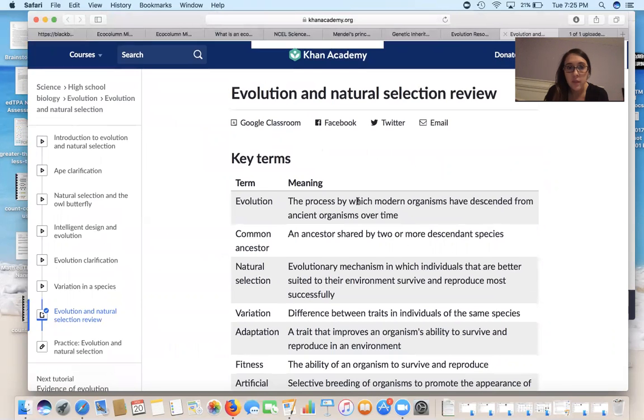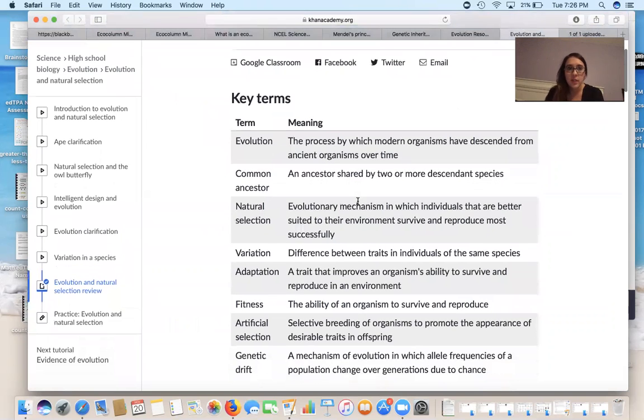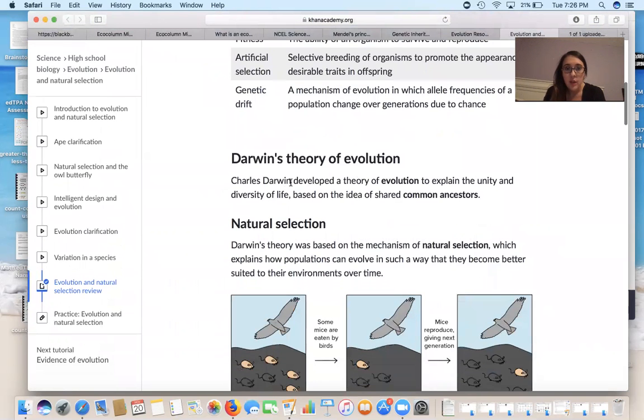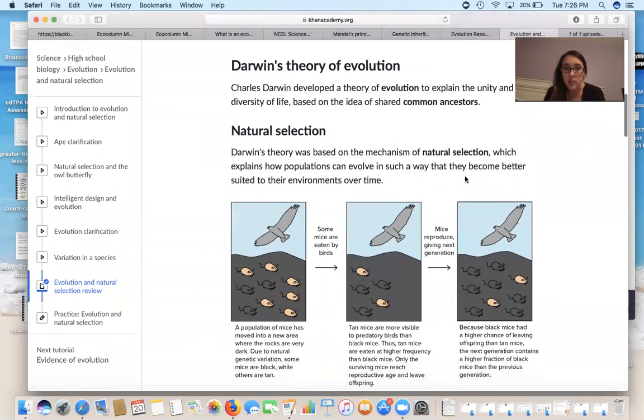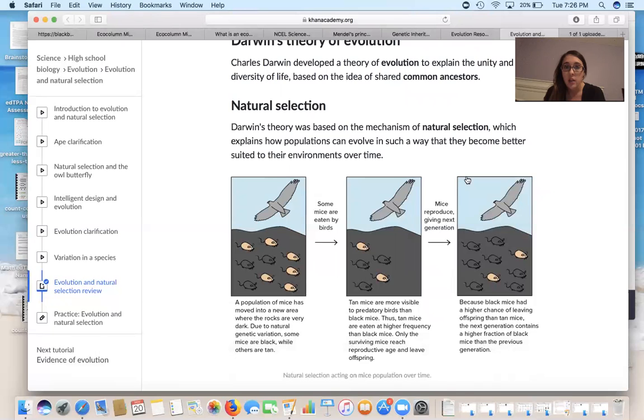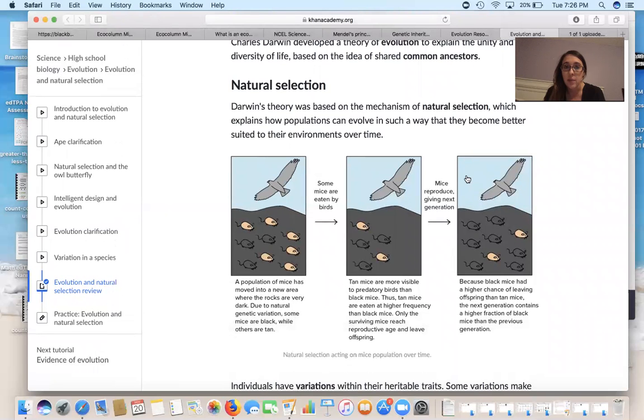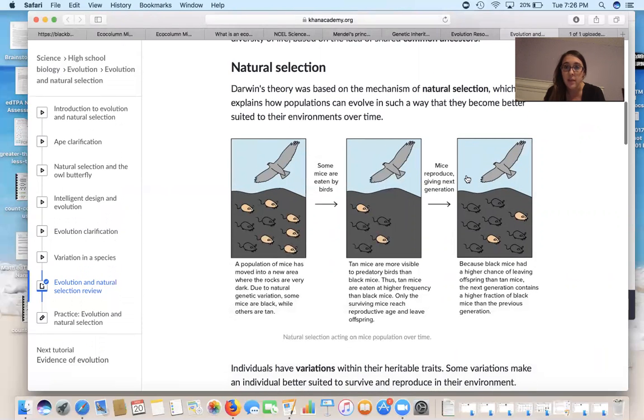Okay. This is the second resource we're looking at. So here we talk about Darwin's theory of evolution. That's part of it. And here's natural selection. Darwin's theory was based on the mechanisms of natural selection, which explains how populations can evolve in such a way that they become better suited to their environment over time. This is how you change to be better suited for the environment around you. It's how organisms change, people change. And it shows you about the mice, how they change to survive.